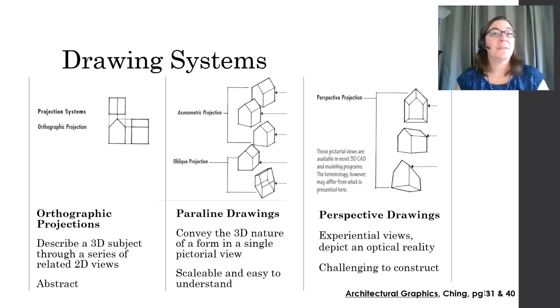Let's move on to our next category. It's paraline drawings. These type of drawing systems will convey the three-dimensional nature of your form or your object in a single view, unlike the orthographic projections. They're popular because they are scalable. You can understand the scale or the size of your object, and they're easy to understand.